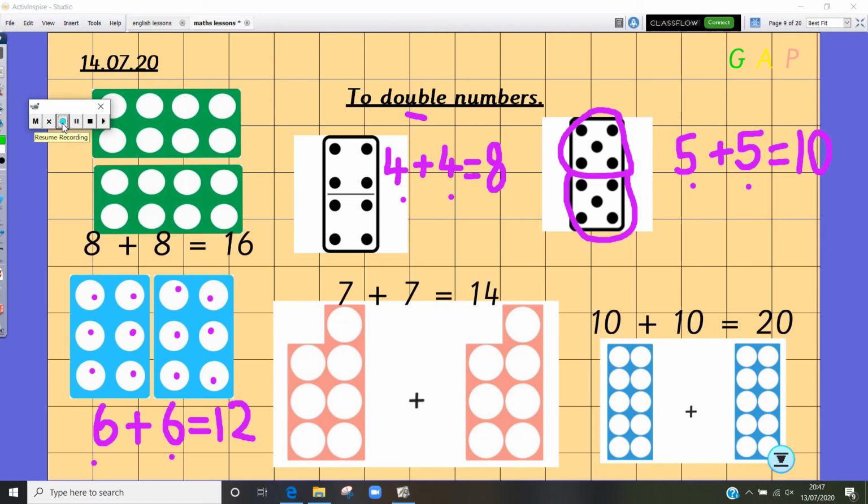Okay, welcome back, Bumblebees. So you can see my answers here on the board. So I've taken the pieces of Numicon, and I've got an 8 piece of Numicon here. I'm going to add it to itself. So 8 add 8 is a total of 16.